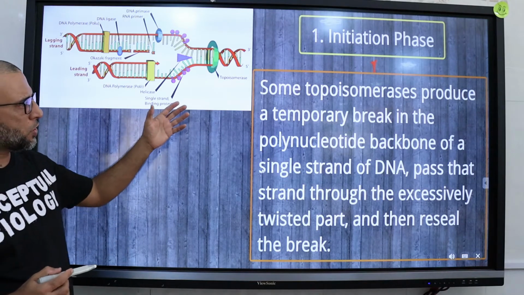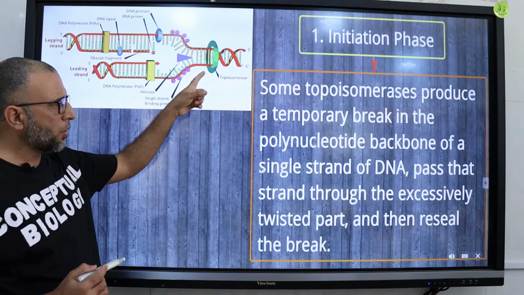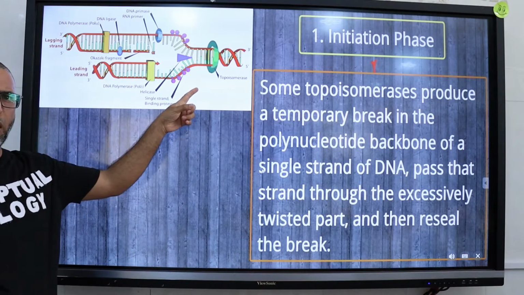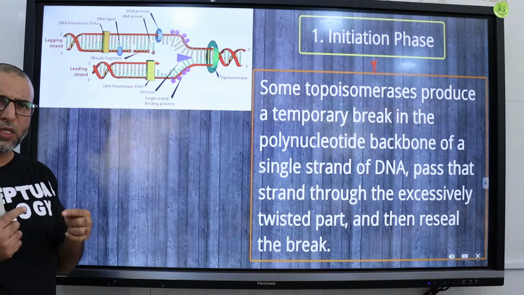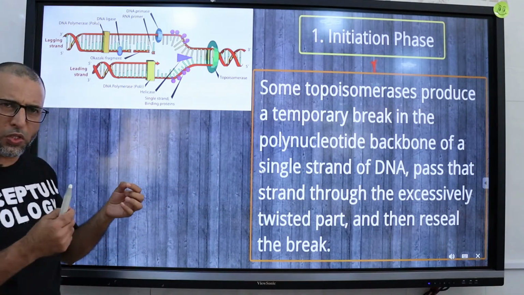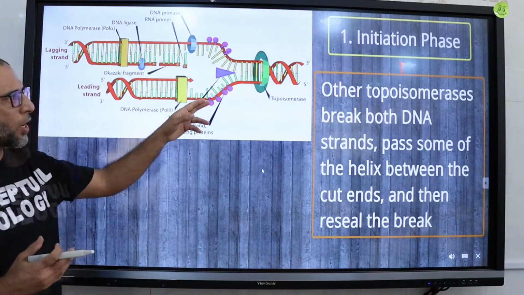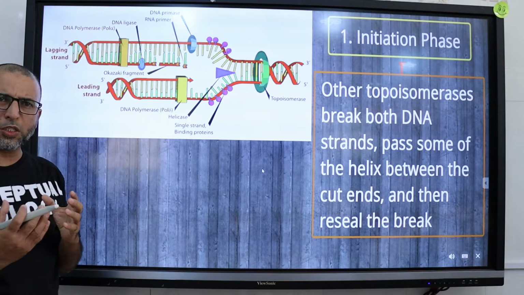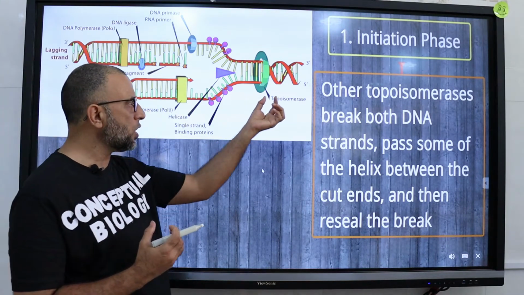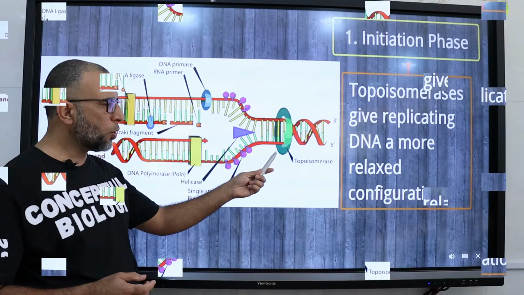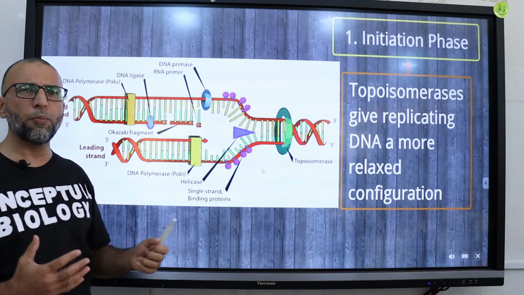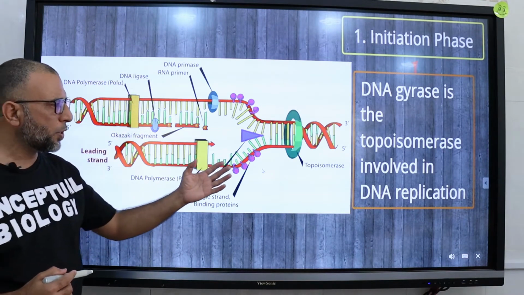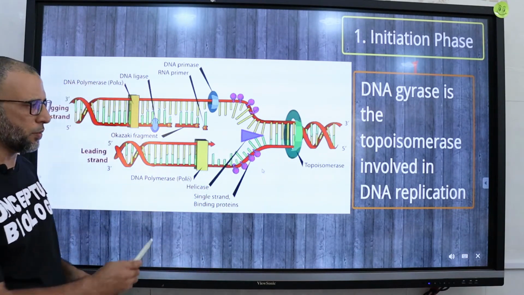Some topoisomerases produce a temporary break in the polynucleotide backbone of a single strand of DNA and pass that strand through the excessively twisted part and then reseal the break. Other topoisomerases break both DNA strands, pass some of the helix between the cut ends and then reseal the break. Topoisomerases give the DNA a more relaxed configuration. DNA gyrase is the topoisomerase involved in DNA replication.